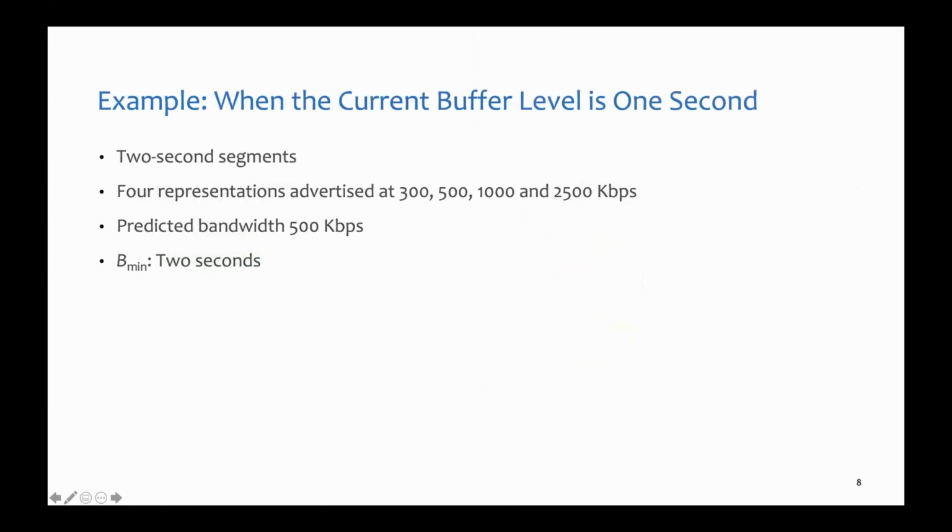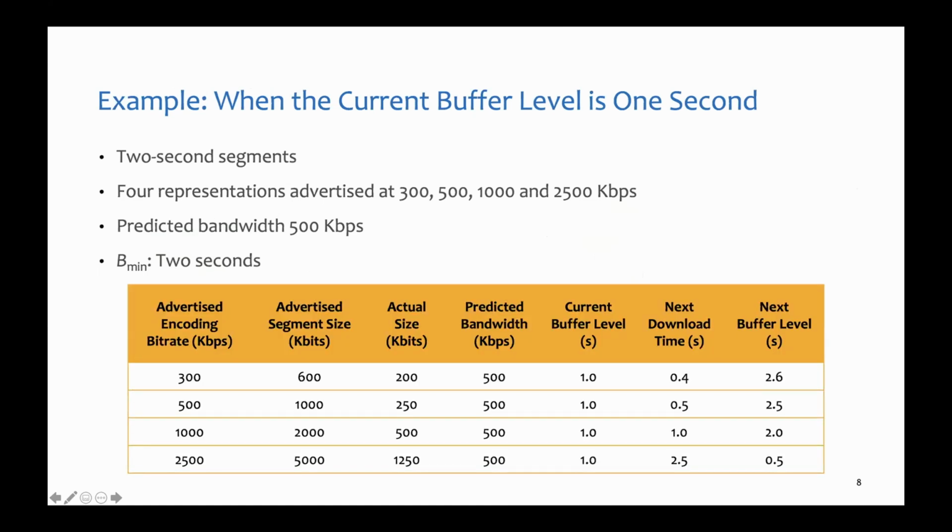So just to give an idea about how the ABR algorithm works, this is a very hypothetical, very simple example. So 2-second segments, and we have 4 representations, and these are the advertised bit rates: 300, 500, 1000, and 2500 kilobits per second. And somehow our client predicted the bandwidth for the next segment will be 0.5 megabit. And the critical threshold for this client is 2 seconds. So the client never wants the buffer to drop below 2 seconds.